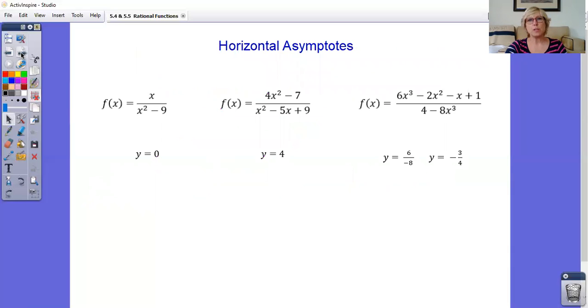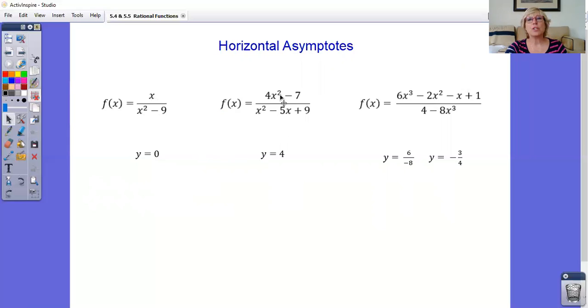Let me clarify this by looking at 3 examples. All I'm going to look at is the lead term. Nothing else matters in horizontal asymptote world. So on this one, the degree of my numerator is 1. The degree of my denominator is 2. Since the denominator is bigger, y equals 0 is my horizontal asymptote.